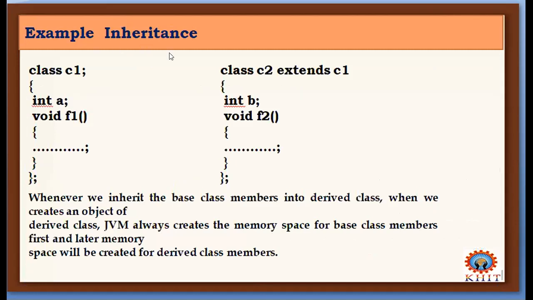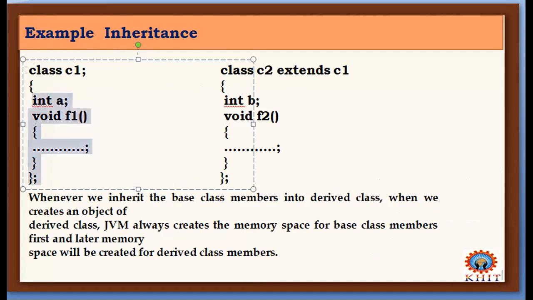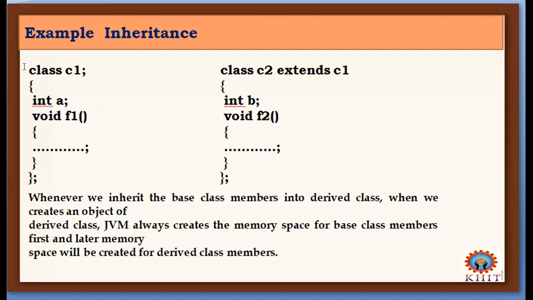Okay, here's a small example of inheritance. So here you can see class C1. Class C1 contains an integer variable a and a function called f1. Function or a method, we can call it a method or a function. So we have a class C1, in it there is a variable a, and also a function, f1 is a method. Okay, up to here is one class.